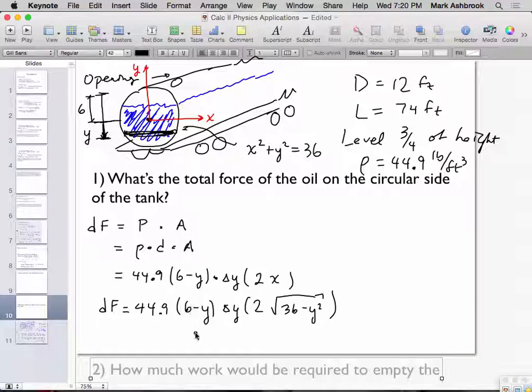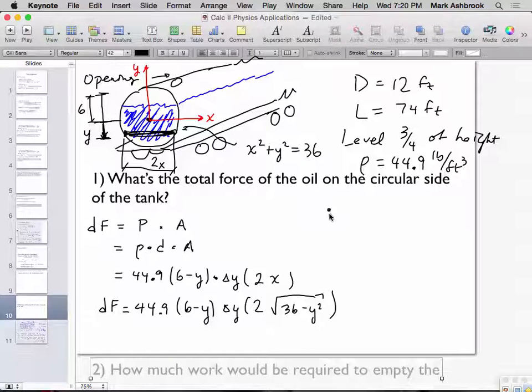Yeah. Why is it 2x? Because it's this whole distance here. See, that's 2 times x. Do you see it now? It's all the way from here to here, where this is the x coordinate. It'll be 2x. Questions about the little bit of force?